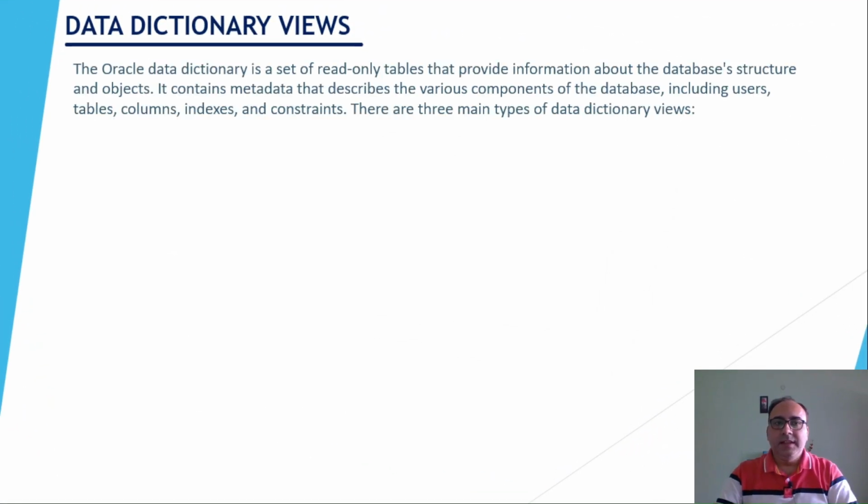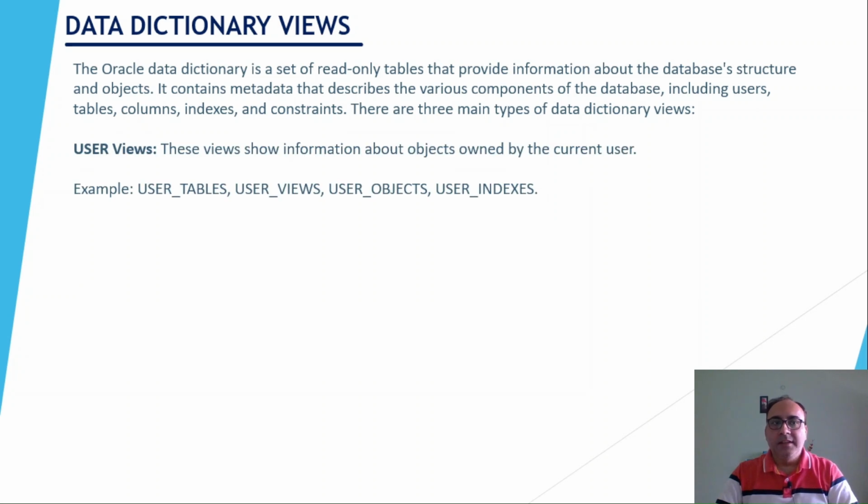So let's talk about data dictionary views. Basically in Oracle, there is a set of read-only tables that provide information about the database structures and objects. It basically contains metadata that describe the various components of the database. There are three main types of data dictionary views. Number one, user views. These views provide information about objects that are basically owned by the currently logged in user. Some examples are user_tables, user_views, user_objects, and user_indexes.